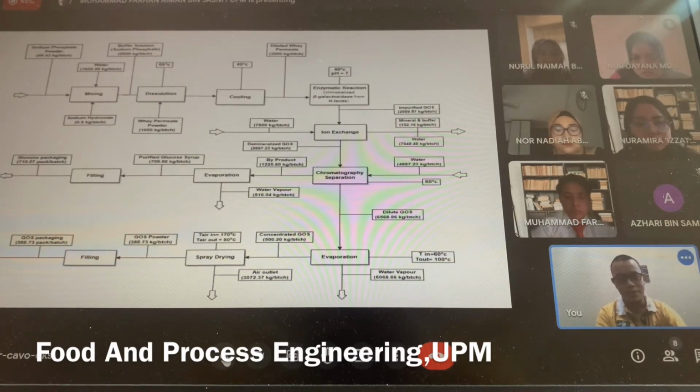Alright, let's go to the cooling. Before we go to the enzyme cooling, what type of heat exchanger are you using? Are you using a tubular heat exchanger or a plate heat exchanger?